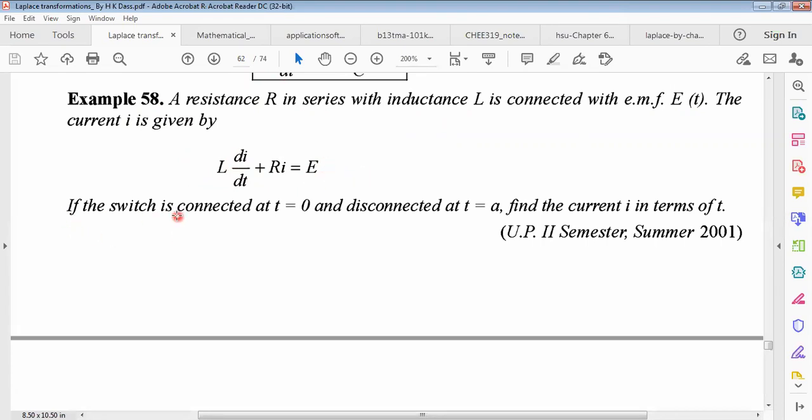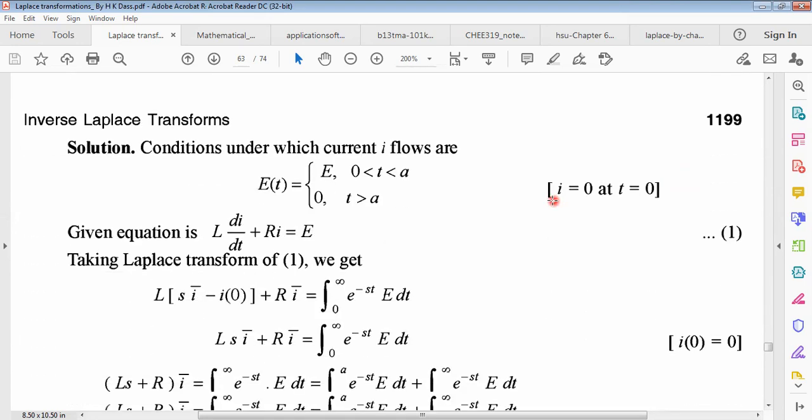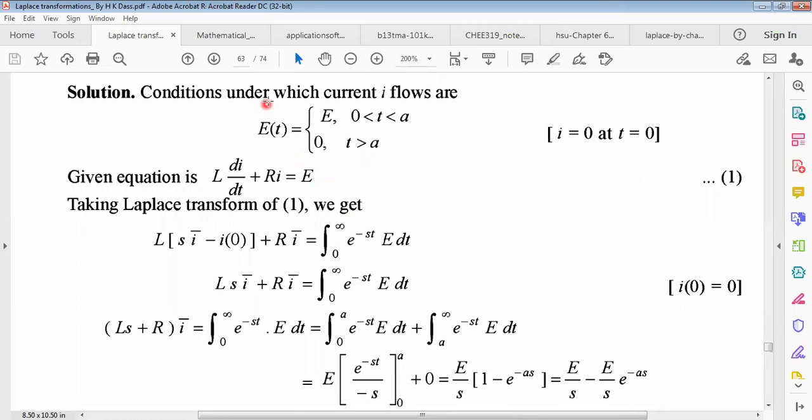Now, if the switch is connected at time t equals 0 and disconnected at t equals a, find the current I in terms of t. We have to find the electric current in terms of t. The conditions under which current I flows are: the total EMF will be E when t lies between 0 and a, and when t is greater than a, the EMF will be 0.